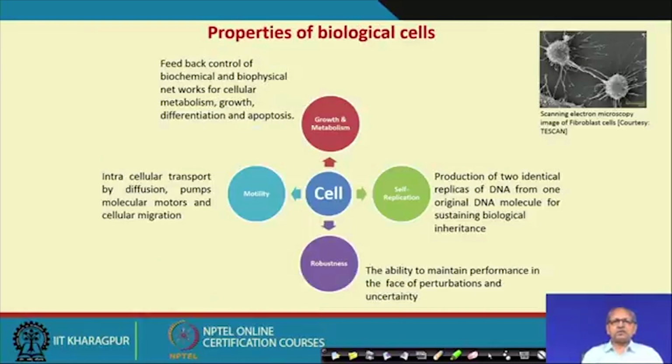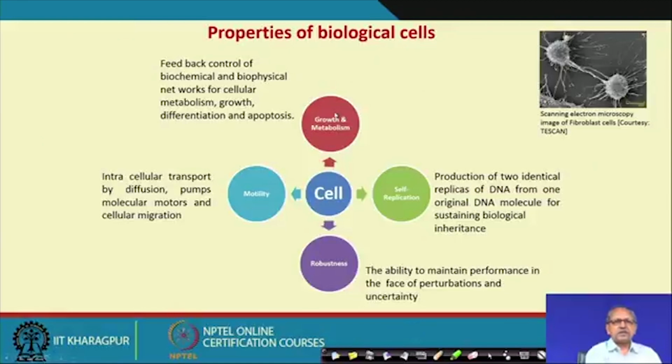So, what are the attributes or properties of the cells by which we can tell that it is a living cell? The first attribute is production of two identical replicas of DNA from one original DNA molecule to sustain biological inheritance, meaning from one cell to its progeny, the whole information is passed on through DNA replication without much error. This is self replication.